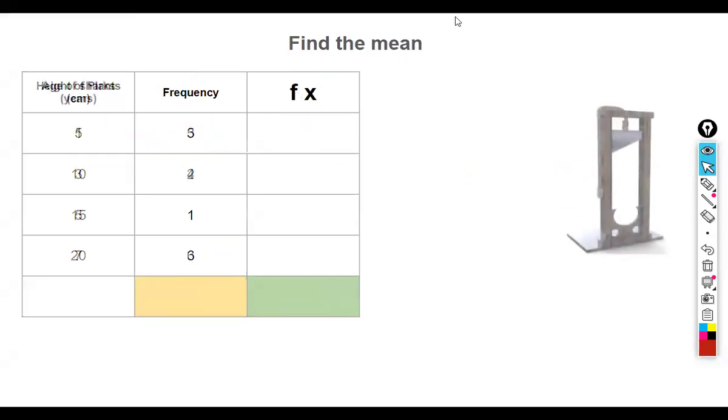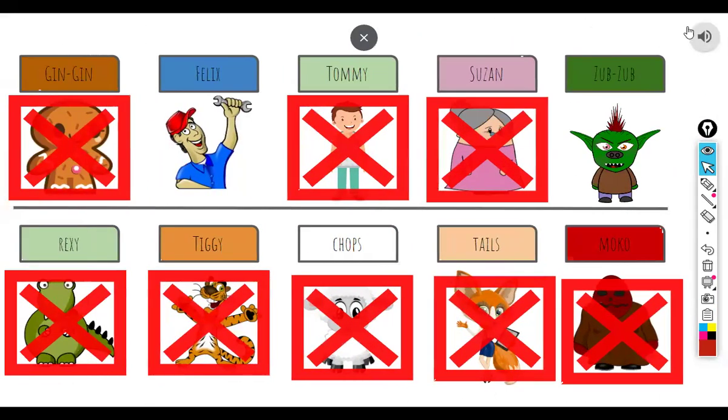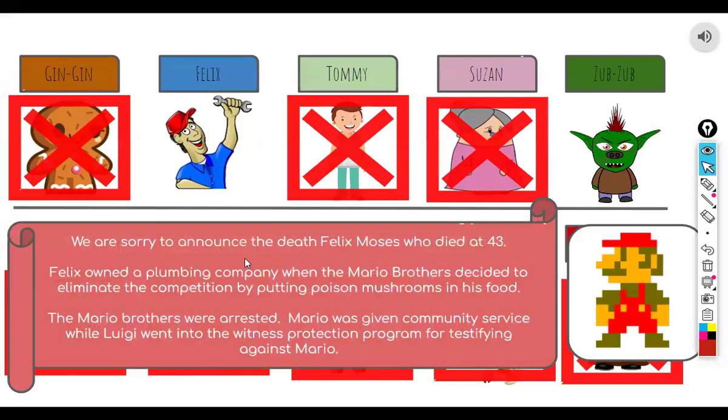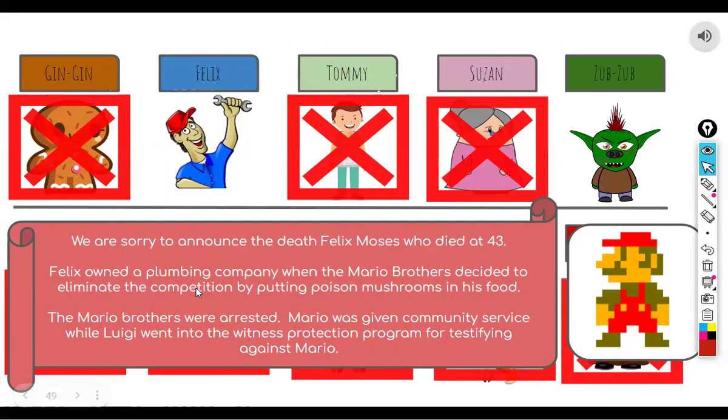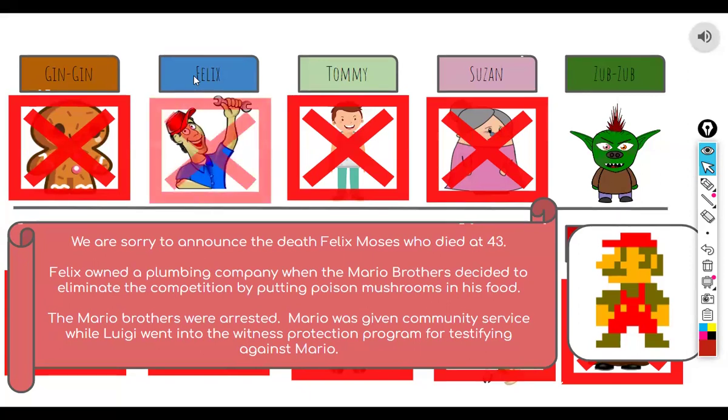All right. A little drum roll here. The winner is going to be... We're sorry to announce the death of Felix Moses, which means automatically Zub Zub wins. Felix being a plumber. Well, did Mario assassinate him? I don't know if you all play video games. Mario from Mario Brothers is a plumber. So Felix is his competition. All right, guys. So, guys, you all know who won, right? So you all have some closure on this. So Zub Zub is our winner.